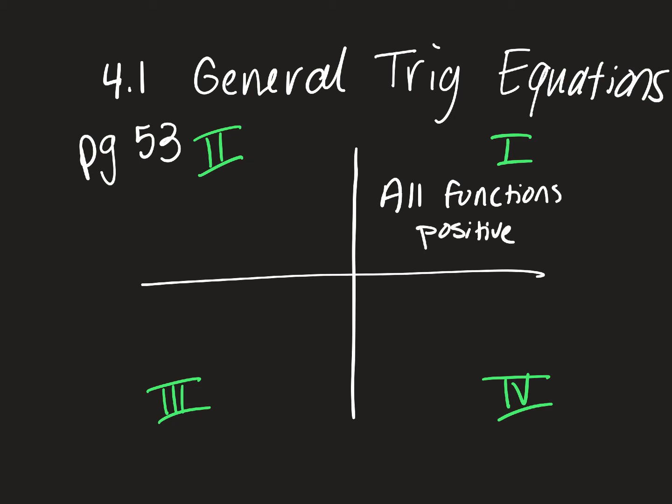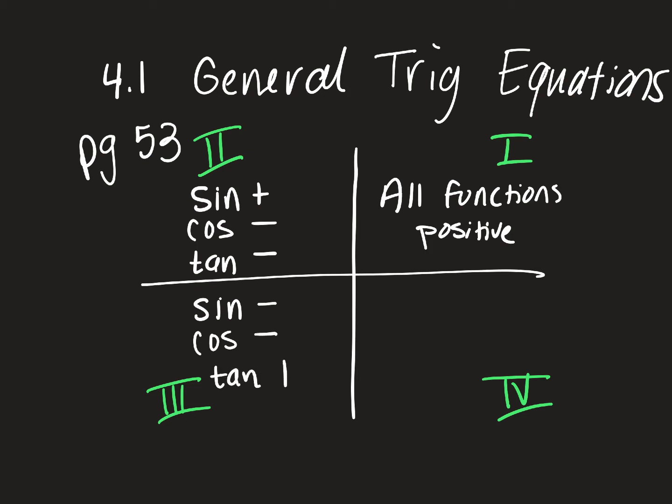In quadrant 2, sine is positive, which means that cosine and tangent are both negative. In quadrant 3, sine is negative, cosine is negative, and tangent is positive. And in 4, any guesses on which one's positive? Cosine, good job.